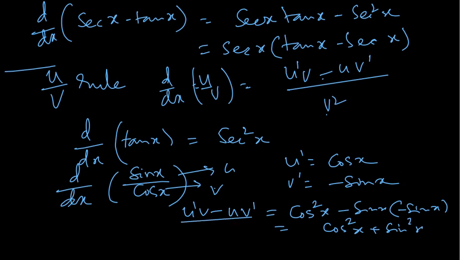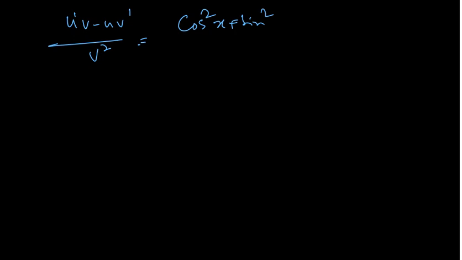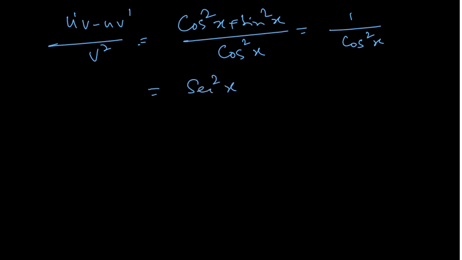Okay. So the answer will be numerator divided by V square. V square is cos square x. This is what we got, numerator cos square x plus sin square x, divided by V square. V is cos, so you got cos square x. That's equal to 1 by cos square x, equal to secant square x. So we got the answer. Right. Now let's try some more.